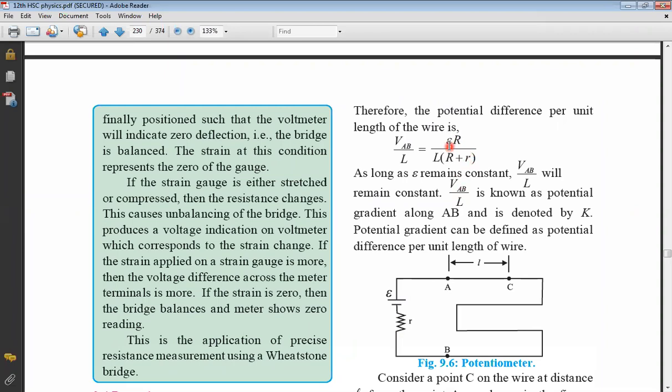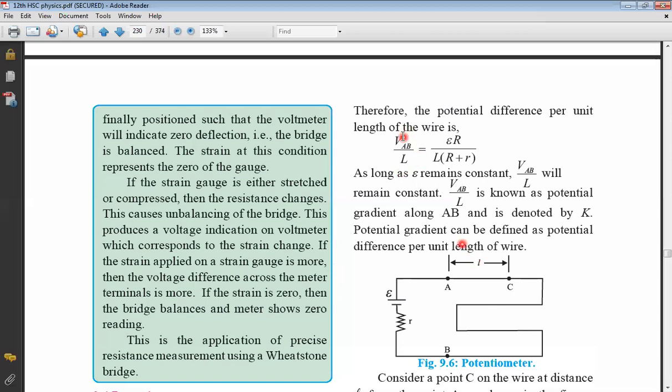Now EMF of the cell, as long as it remains constant, the right side of this expression remains constant, and potential difference across wire AB divided by length of wire AB remains constant. So VAB upon L is a constant, and it is called potential gradient, change in potential with length, potential gradient of wire AB. So what is potential gradient actually? Potential gradient is potential difference per unit length of the wire. Gradient is change in something. Temperature gradient between Mumbai and Pune would be change in temperature with distance as one travels from Mumbai to Pune or Pune to Mumbai. Variation of temperature with distance would be temperature gradient. Here we are talking about potential gradient.